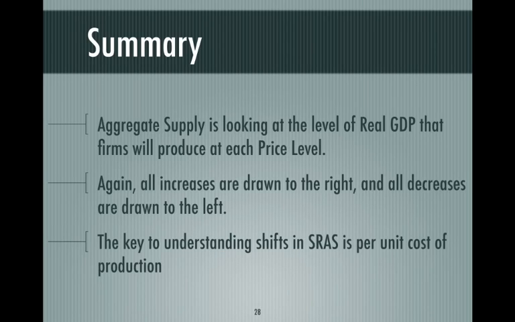So in summary, aggregate supply is looking at the level of real GDP that firms will make at each price level. Short run explores it in a relatively shorter period of time. There's no set length of short run versus long run, but typically it's someplace between 6 months and a couple of years for most industries. And understanding shifts in SRAS, understand it's all about per unit cost of production. If it becomes more expensive for whatever reason to make a good, they're going to make less of that good. If it becomes cheaper, then they'll make more.